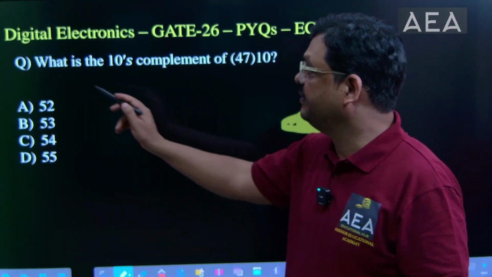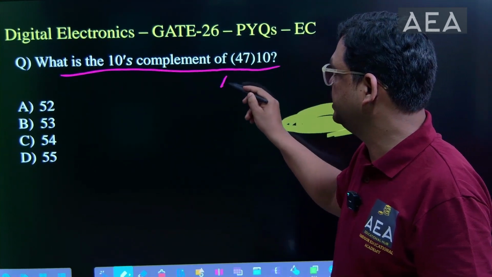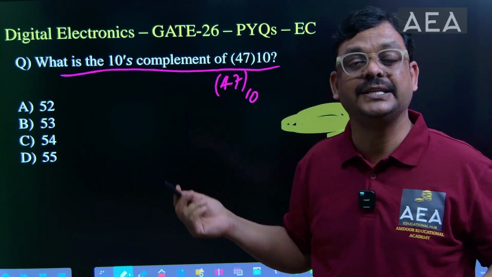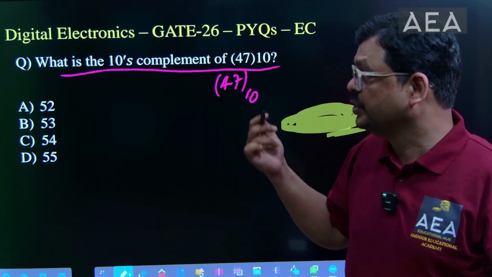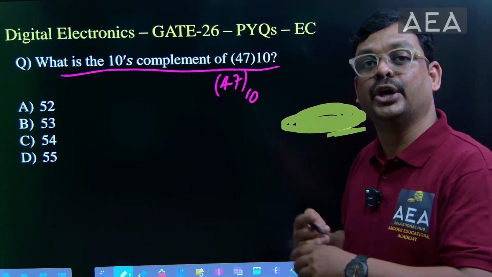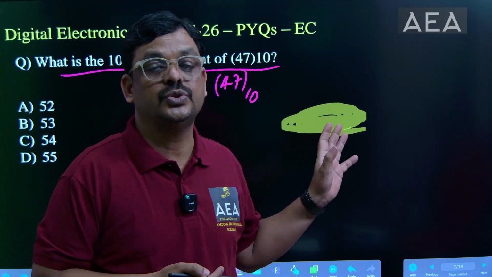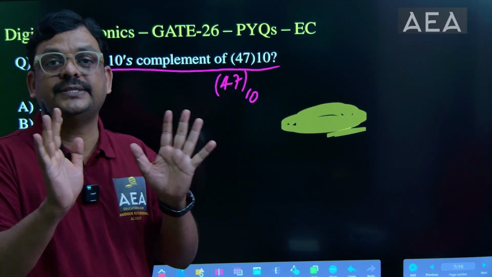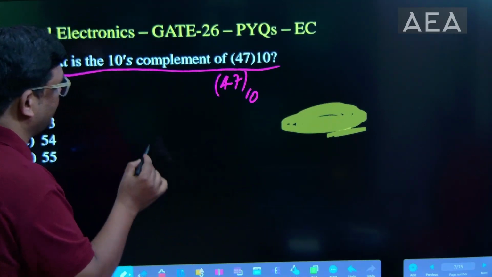A simple question is given: what is the tens complement of 47? This number is 47 with base 10, and base 10 means it is a decimal number. We just have to identify the tens complement. This is also one of the simple and easy questions, and it was given as a 2 marks question. Just understand the concept of complements. I will explain that concept now.